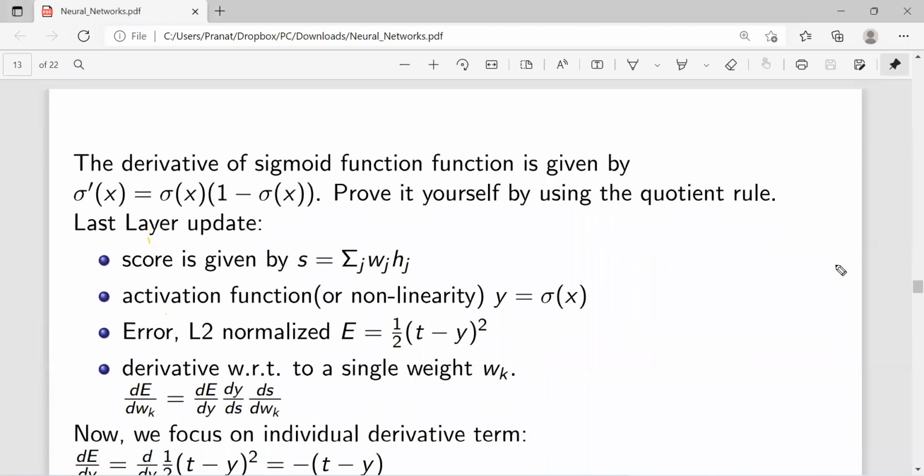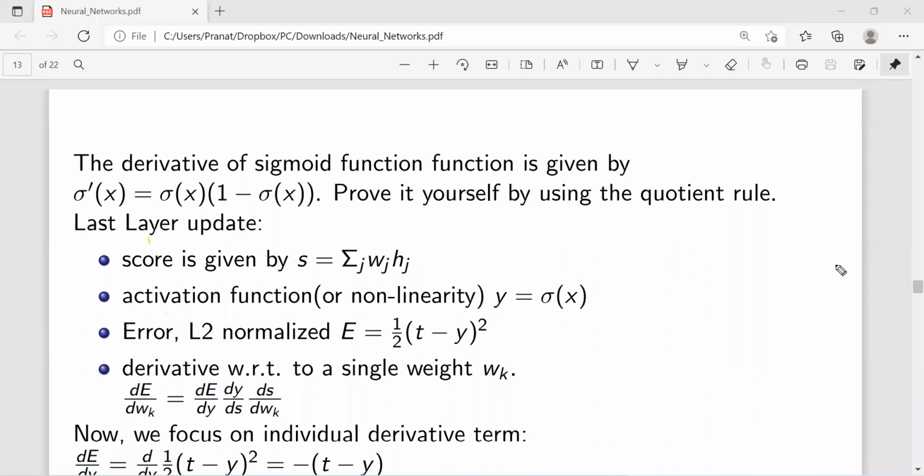So how do we do that? Before going to that, let's discuss a few things. Let's discuss the derivative of the sigmoid function. The sigmoid function is given by this. You can take its derivative by the quotient rule, and you can prove that its derivative is given by this. It is a simple one; the quotient rule you must all be familiar with. That quotient rule is enough to prove this.